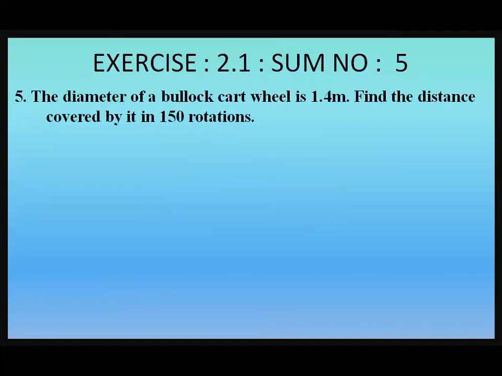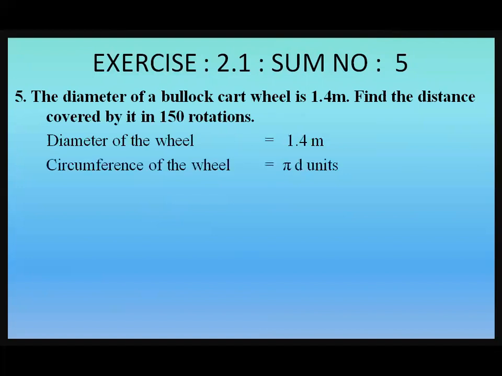Question number 5. The diameter of a bullock cart wheel is 1.4 meter. Find the distance covered by it in 150 rotations. So to find the distance covered in one rotation will be equal to the circumference of the wheel. So the diameter of the wheel is given. So let's find the circumference of the wheel using the formula pi d. So 22 by 7 into 1.4, which is 4.4 meters.